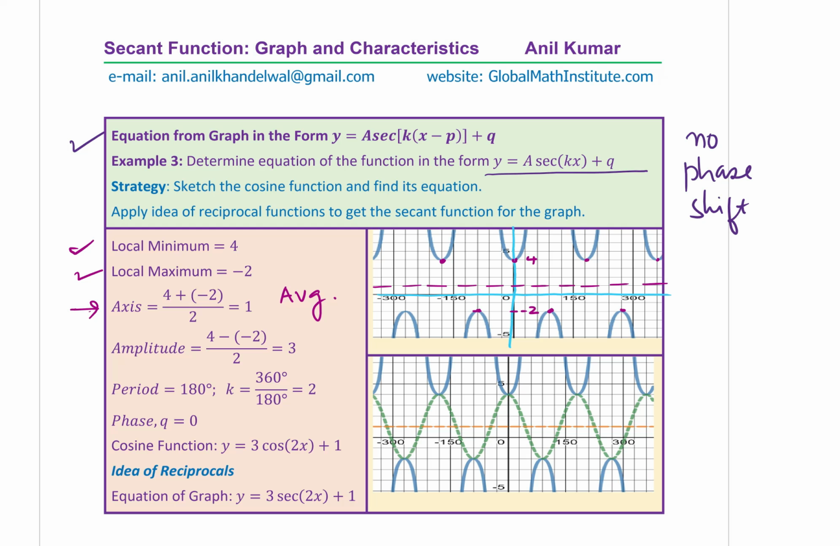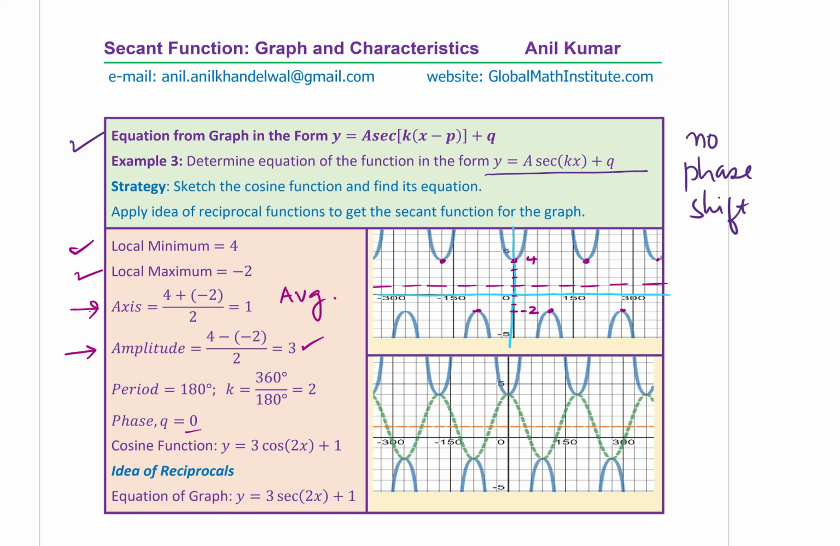Okay, now amplitude. Amplitude is difference of maximum minimum divided by 2. Amplitude is 3. You can see 1, 2, and 3 units up, correct? And 3 units down, 1, 2, and 3. Perfect. So we get the amplitude. We know the phase shift is 0. Now let's see the period.